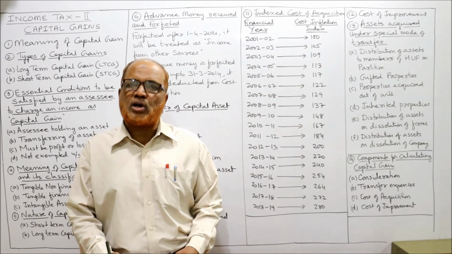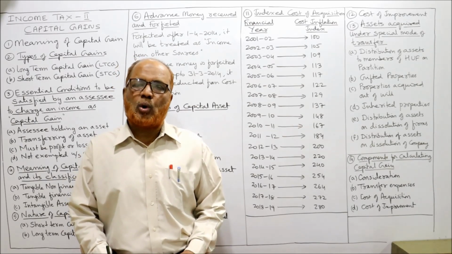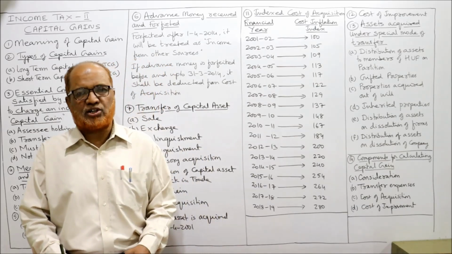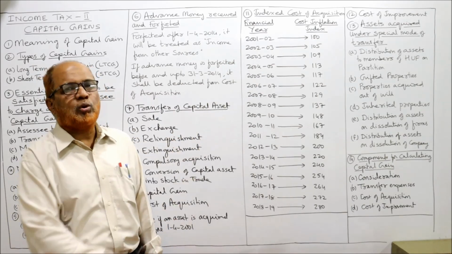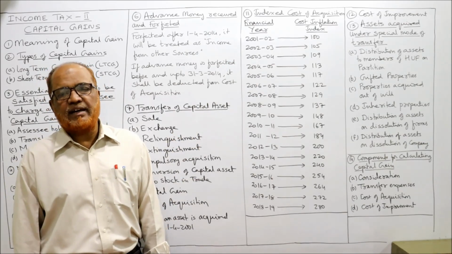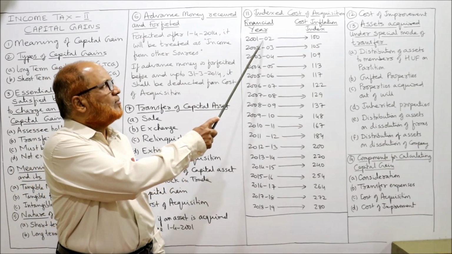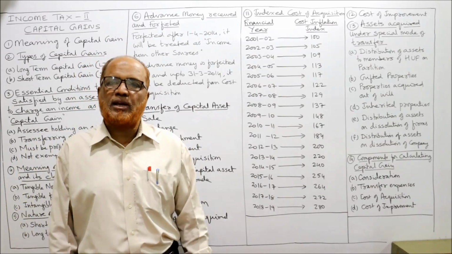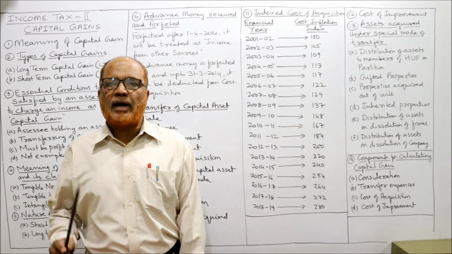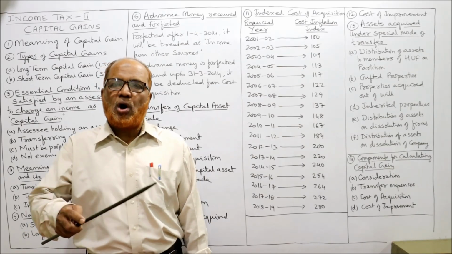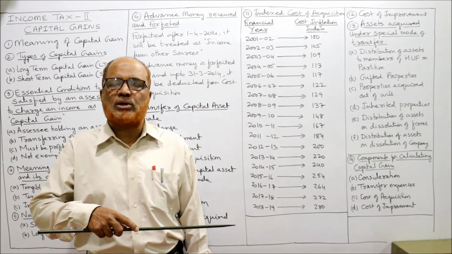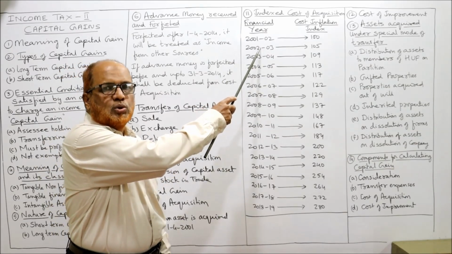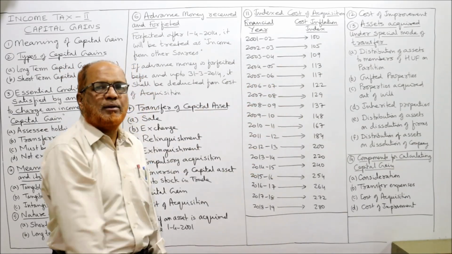So how to find out the cost inflation index? The government will notify the cost inflation index from time to time, according to the inflation rate. So here the index number has been given from 2001-2002. The first index number, 100, is for the year 2001-2002. So if an asset is purchased before 2001-2002, then also we can take the index number as 100. Any asset which is purchased on or before 2001-2002, the index number can be taken as 100. And after 2001-2002, every year the index numbers are notified by the government.